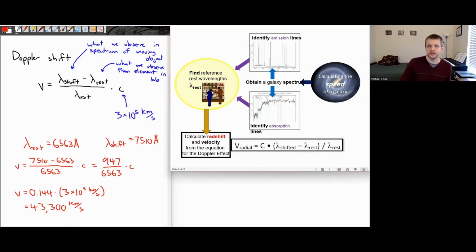So again, if I want to calculate the speed of the galaxy, we identify the galaxy spectrum, identify some of those common spectral lines where we know their reference wavelengths, so we can identify at what wavelength those show up in the lab. We can identify the shifted wavelengths, and then we can use that Doppler shift equation to figure out the speed of the galaxy.